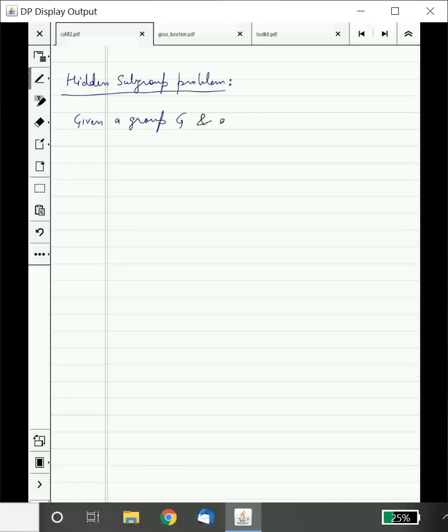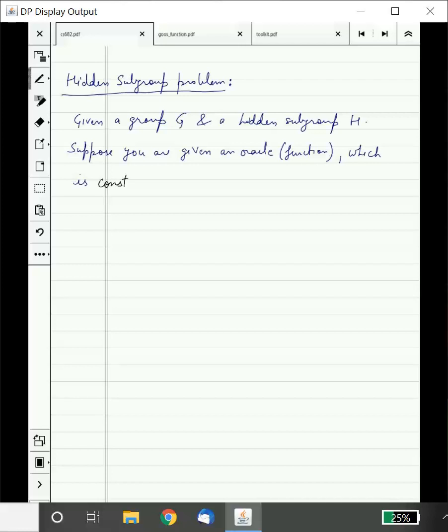and a hidden subgroup H, suppose you are given an oracle, and the oracle hides a function. What is the property of that function? You are given an oracle which is constant on the cosets of H. More importantly, it is distinct otherwise. That means the function gives a single value to a single coset. If given access to such a function, can we find the hidden subgroup H? This is the hidden subgroup problem.